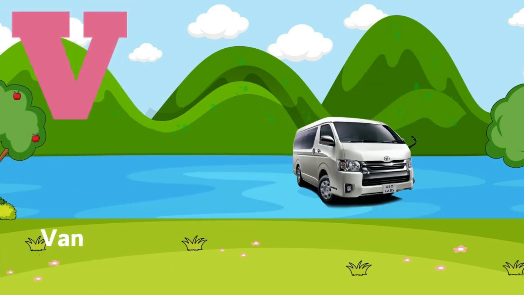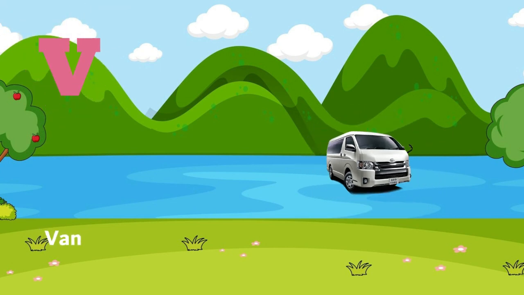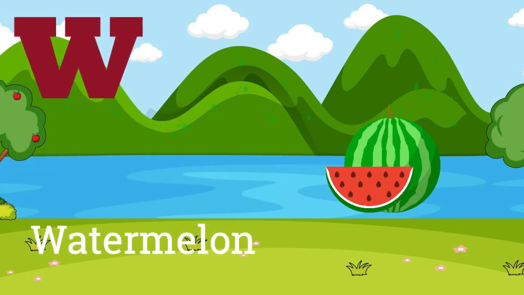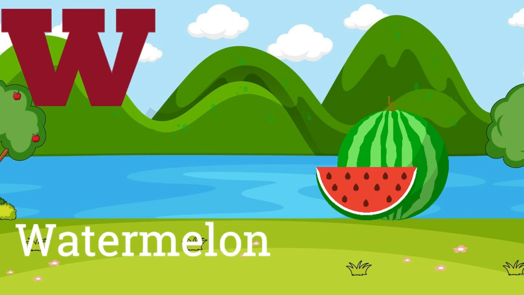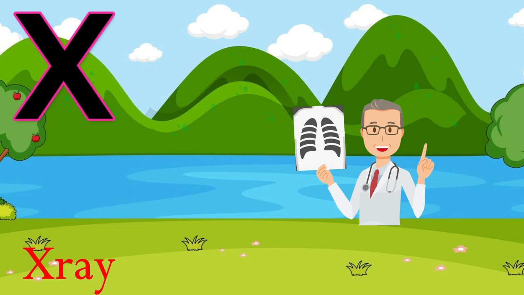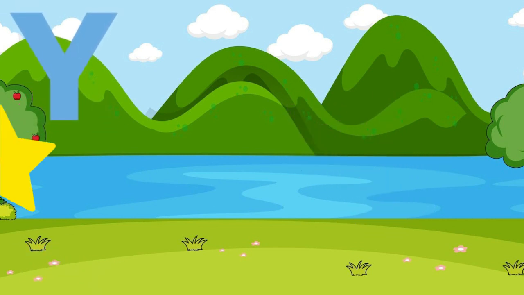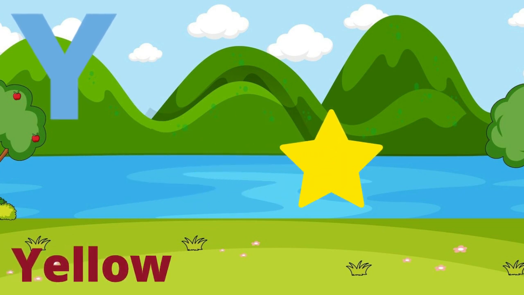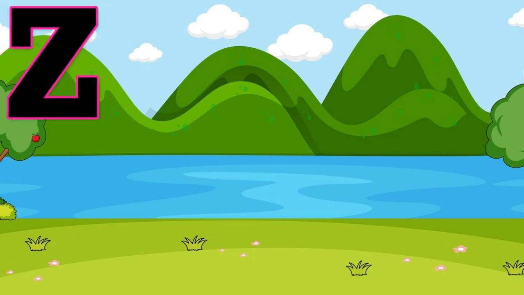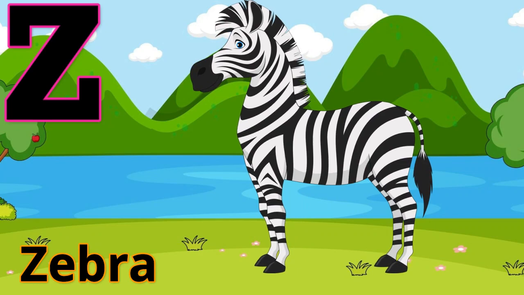V for van. W for watermelon. X for x-ray. Y for yellow. Z for zebra.